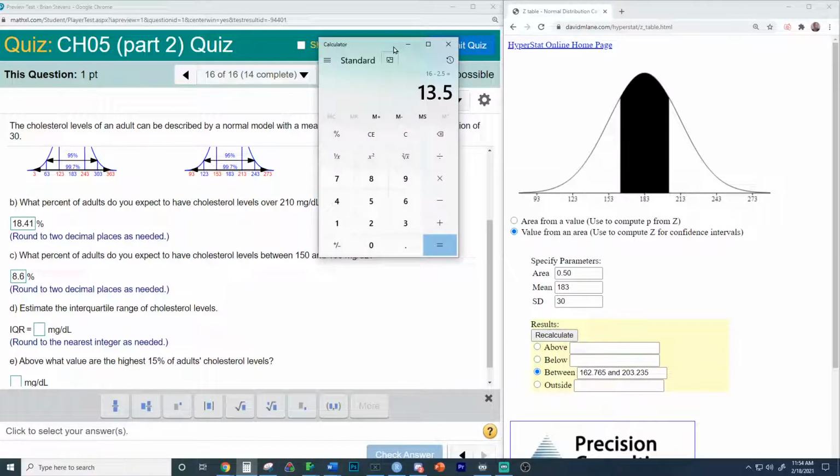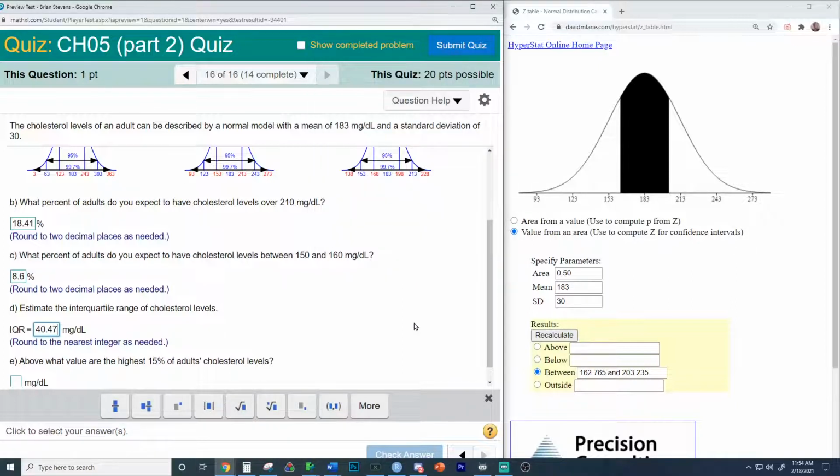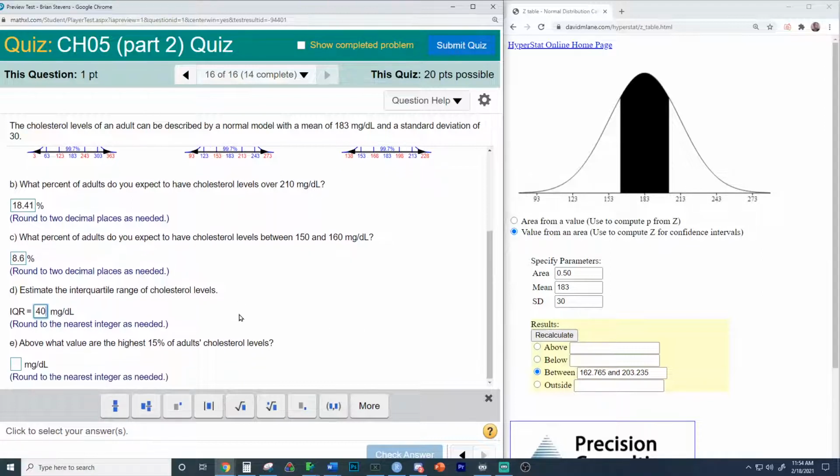So we have to take these two numbers and subtract them. Big number minus small number is how we find the IQR. Someone start yelling at me if I made an error. I don't think I did. Round to the nearest integer. Well, I did all that work just to find 40.